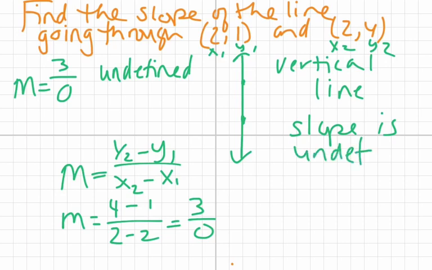Do not say that the slope is 0, because it's not. The slope of 0 was the horizontal line. Slope is undefined. Dividing by 0 is an undefined mathematical operation. It is not equal to 0. Grab your calculator and do 3 divided by 0, and it's going to give you some kind of error message where it's very, very unhappy.